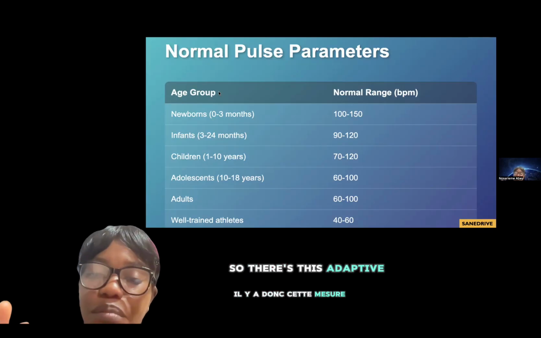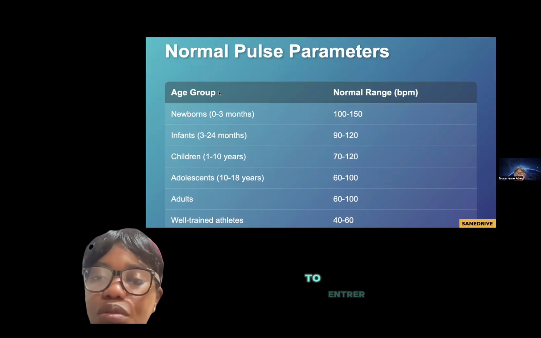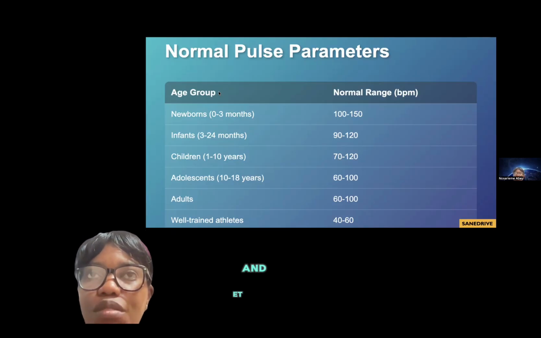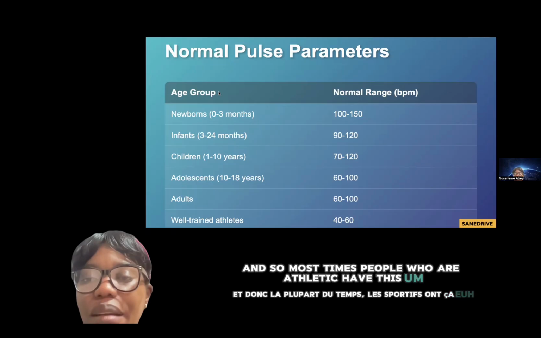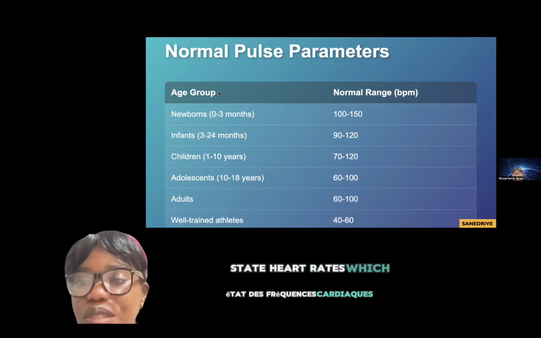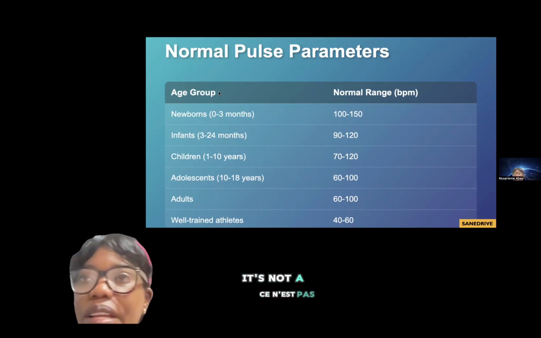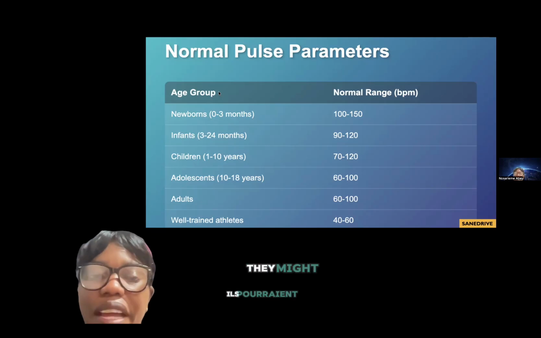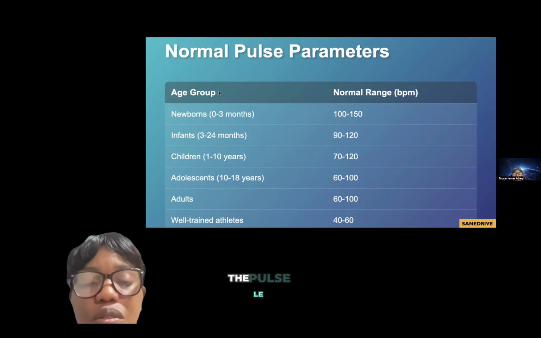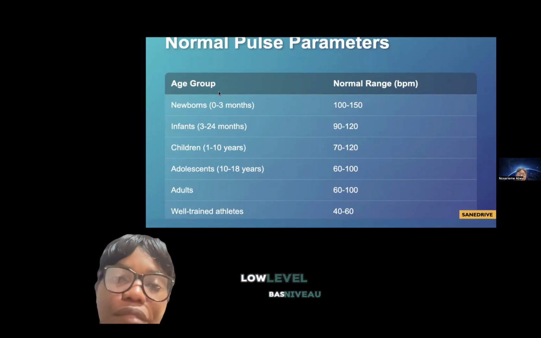So there's this adaptive measure the heart is trained to go into, and so most times people who are athletic have a resting heart rate of around 40 to 50, which is normal for them. 40, 50, 60. It's not a pathological condition. If the person is really athletic, the heart might have adapted to keep the pulse or heart rate at that low level.